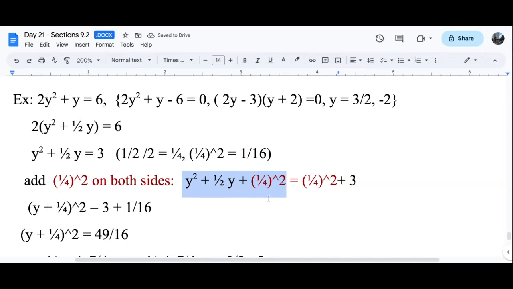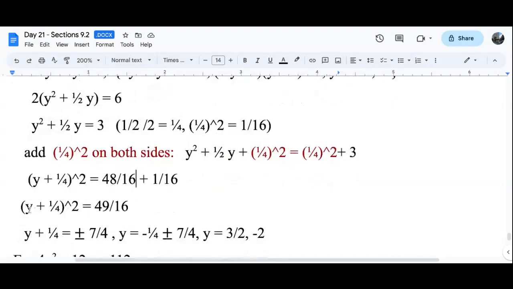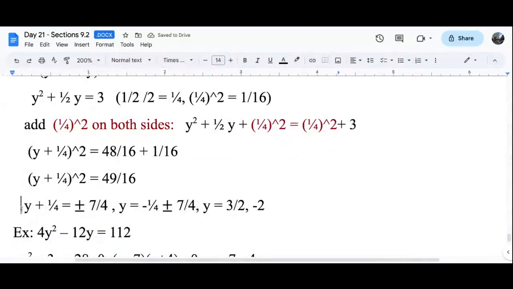Then again, we know this is y plus 1/4 square. Right. Then we have 3 plus 1/16. 3 can be written as 48 divided by 16, because 16 times 3, that's 48. So 48 plus 1, that's 49. So we get y plus quarter square equals 49 over 16.